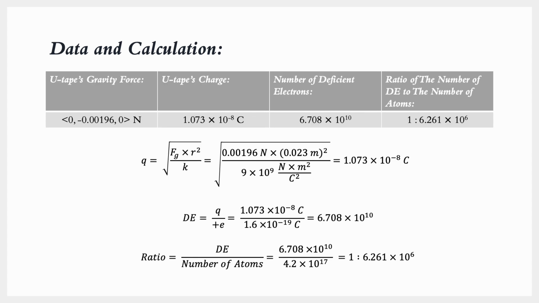The second part, data and calculation, is shown in the graph. The formula to calculate the U-tape's charge is the square root of force of gravity times r squared over k. The formula to calculate the number of division electrons is the U-tape's charge over the charge on a proton. The formula to calculate the ratio of the number of division electrons to the number of atoms is the number of division electrons over the number of atoms.